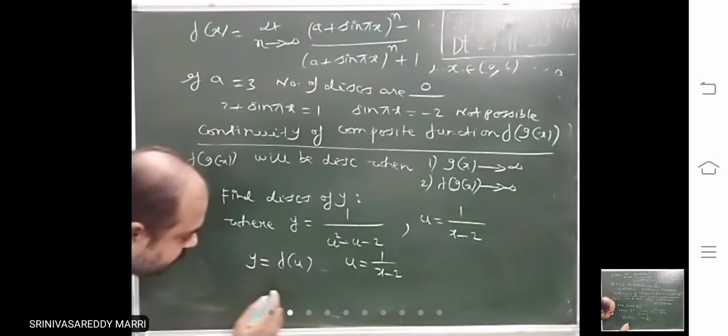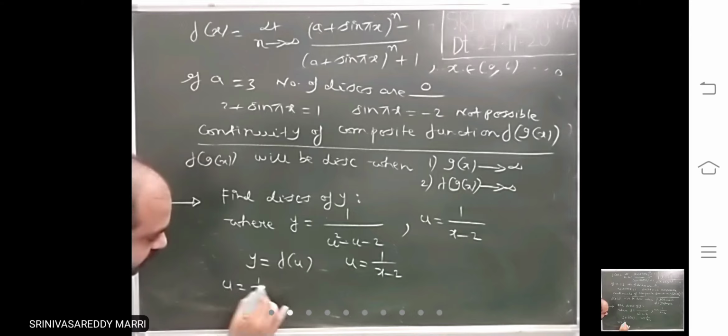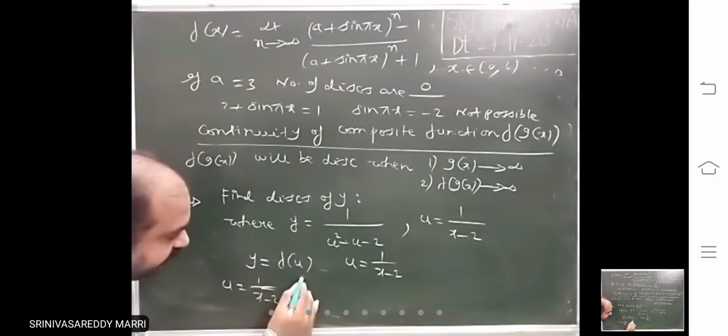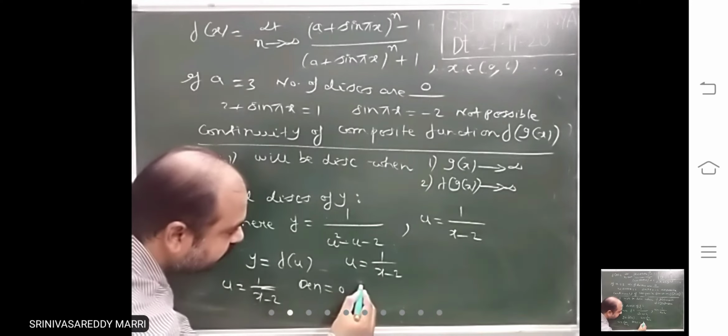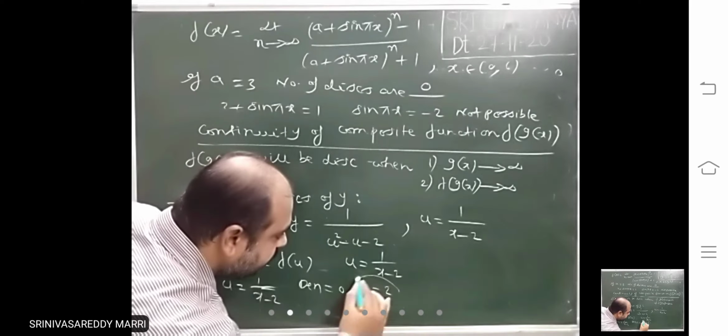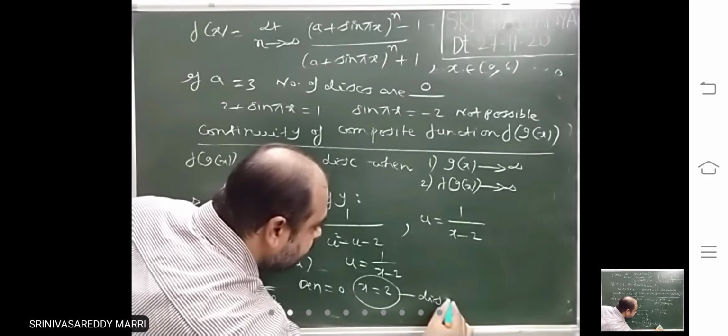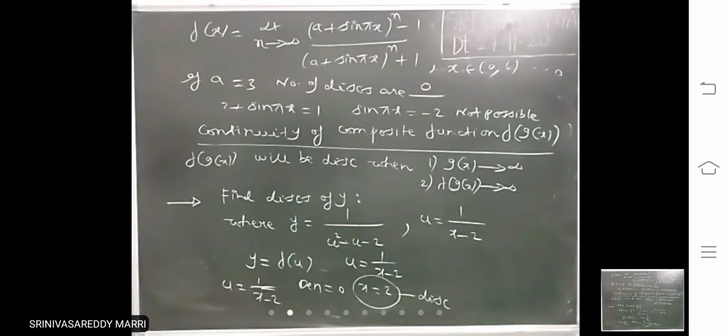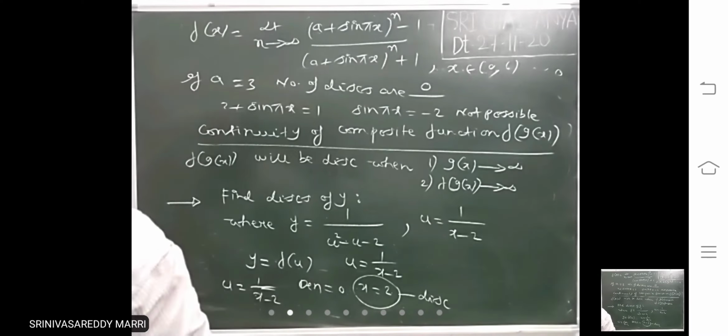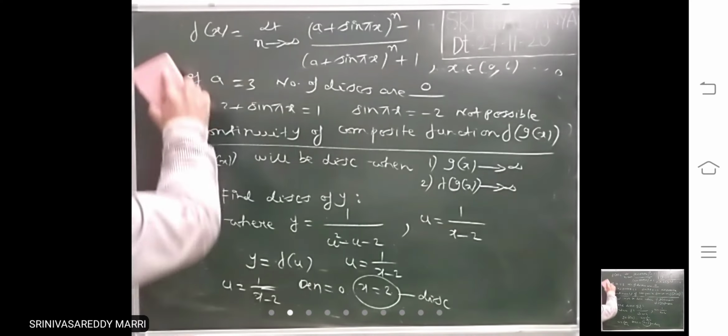First look at u. Take u first. Where will it become infinity? Denominator equal to 0. This is one discontinuity. If the denominator equals 0, what happens at x equal to that limit? It will become infinity. That means this is a point of discontinuity. For f of u, if u becomes infinity, this will not be defined. That means x equal to 2 is a discontinuity.